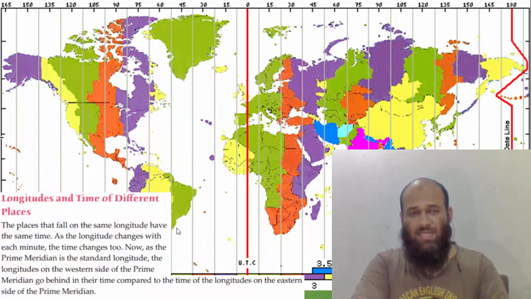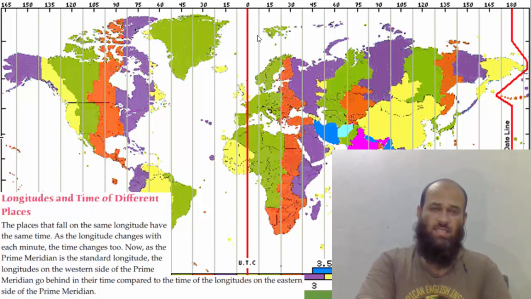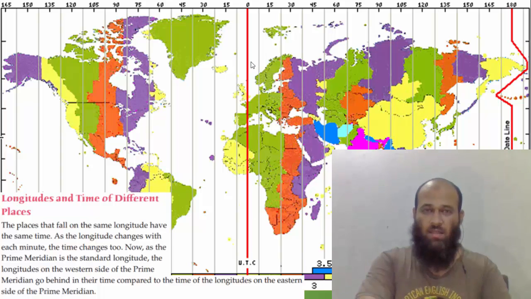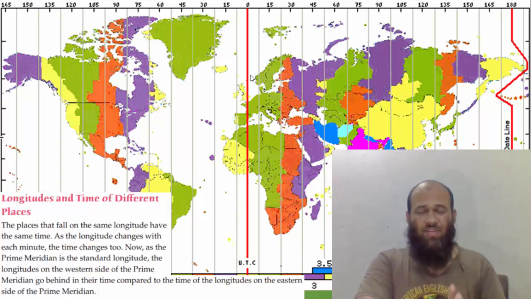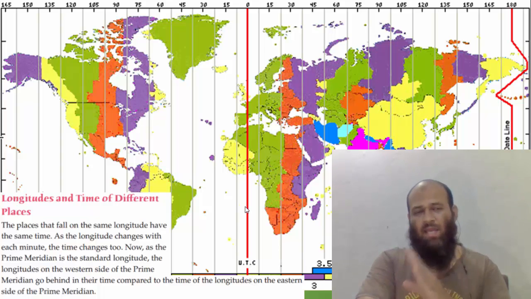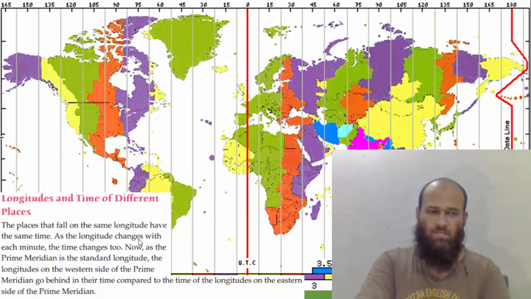Now, longitudes and time of different places. You see, these are meridians. These are longitudes. And for the reference point on the globe, we have the prime meridian, which passes through Greenwich near London. The places that are on the same longitude come under the same time zone.